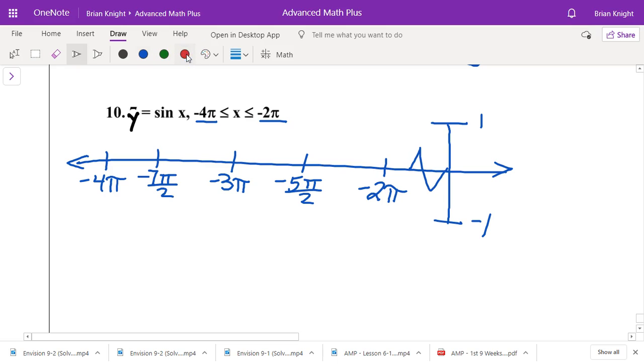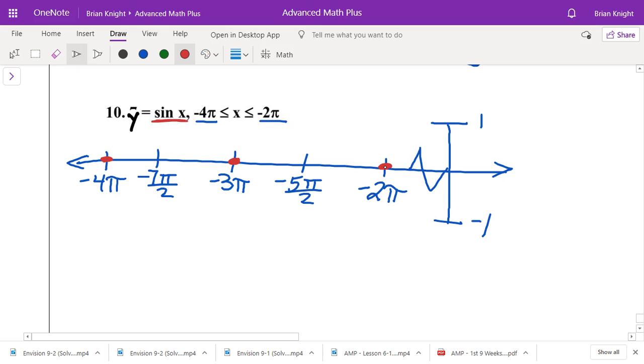And then you just make your dots. So this one is sine. Okay? Sine crosses x-axis where? At the pi's. Okay? 1 pi, 2 pi, 3 pi, 4 pi, 5 pi, 6 pi, 7 pi. Okay? So at -4 pi, it's crossing x. At -3 pi, it's crossing x. And at -2 pi, it's crossing x.